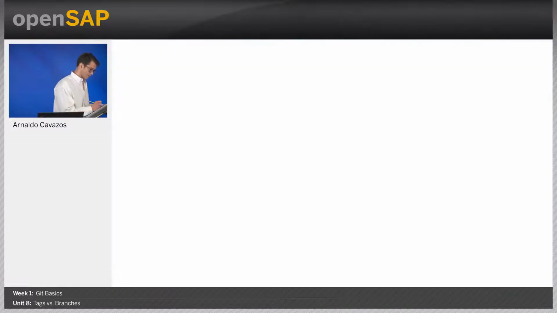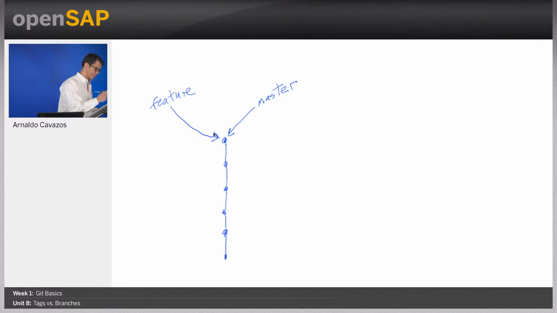Let's do it. So here we have, I said 6 commits. 1, 2, 3, 4, 5, 6. And we have master pointing to the latest one. And we just created an additional branch named feature, also pointing here. So that's our repository right now, very simple. What if we wanted to add another branch, say here?